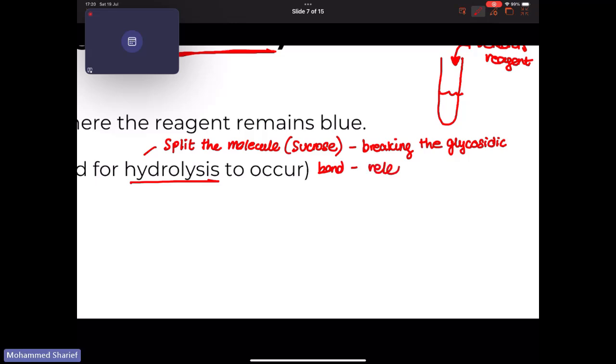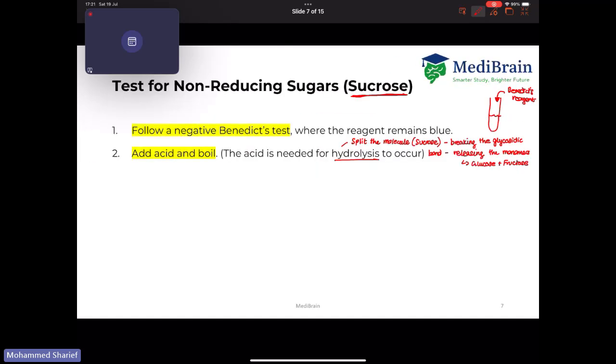And you're releasing the monomers, which is ideally your glucose and fructose, if we're talking in terms of sucrose. Okay, so we've done a negative Benedict's test.